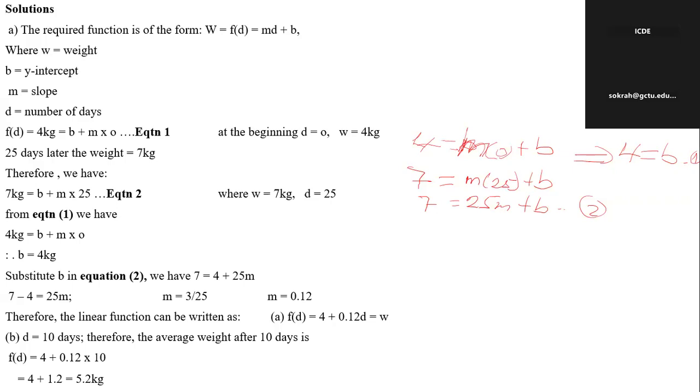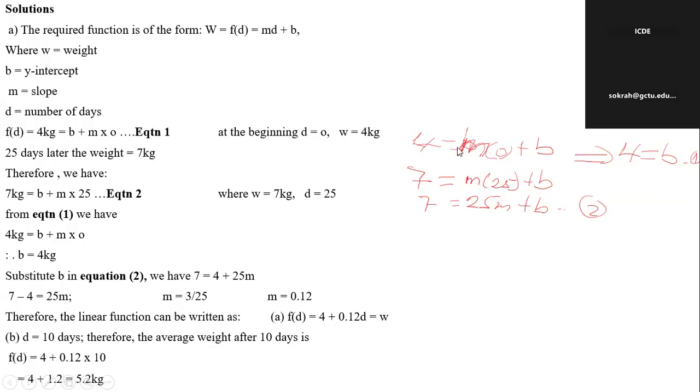That is day 0. So the number of days there is 0. So for equation 1, we have 4 kilograms is equal to B, because M times 0 will give you 0. So 4 kilograms is equal to B. That is equation 1. So that's what I've explained here, that at the beginning, D is 0 and W is 4 kilograms.